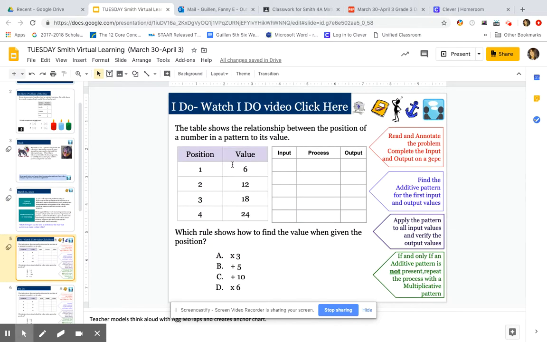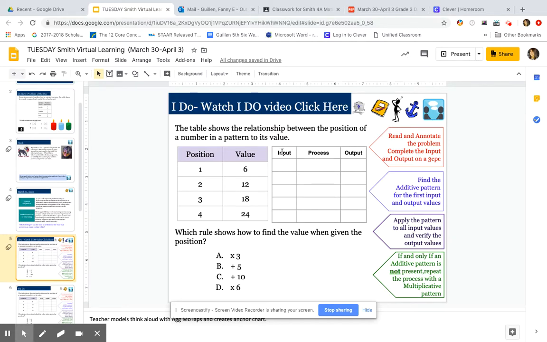All right, I'm going to start off with the I do. It says, the table shows the relationship between the position of a number in a pattern to its value. Which rule shows how to find the value when given the position? Okay, so again, I have a table and I'm looking for the rule. I have the position and I have the value, correct? So now it says, read and annotate the problem, complete the input and output on the process table.